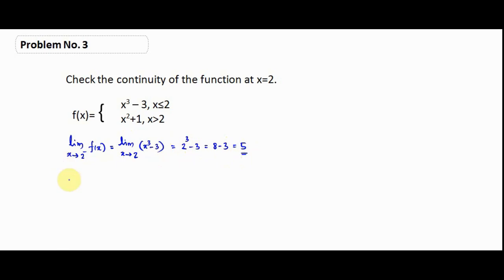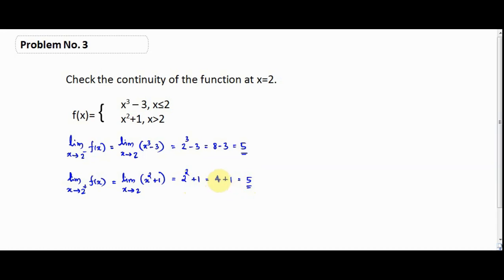Now let's calculate limit x tends to 2 plus f of x. The expression of the function for x greater than 2 is defined as x square plus 1. So f of x is equal to x square plus 1 when x is greater than 2. So let's rewrite this as limit x tends to 2 x square plus 1. Now substitute x equal to 2 here. What we get is 2 raised to 2 plus 1. So that is 4 plus 1. We get the answer as 5.